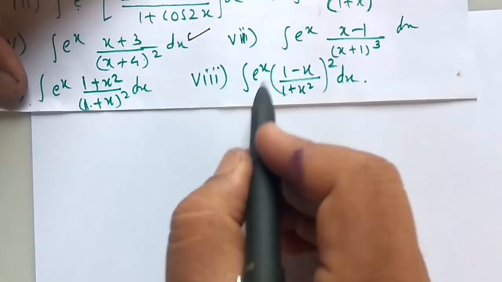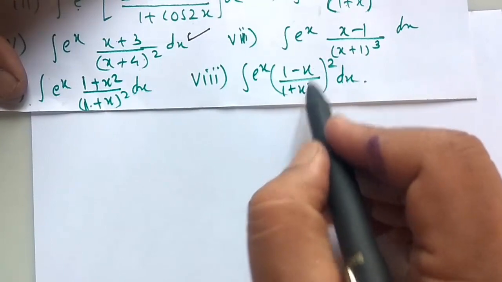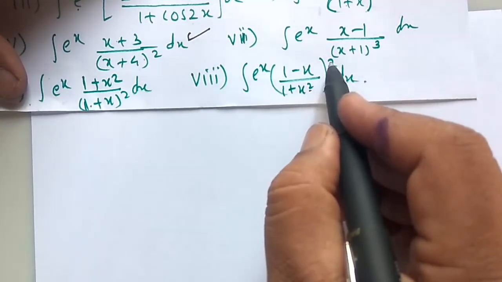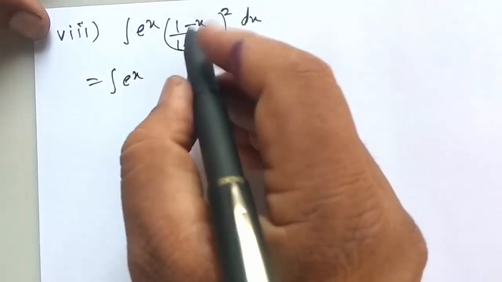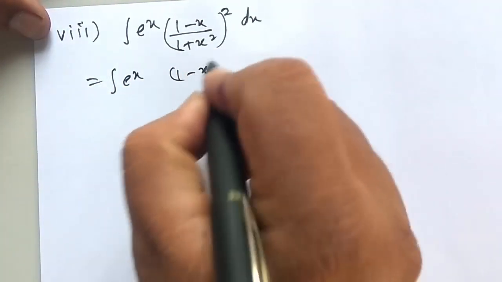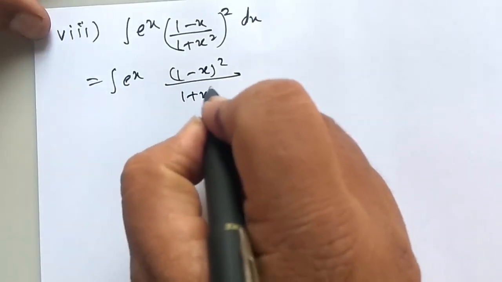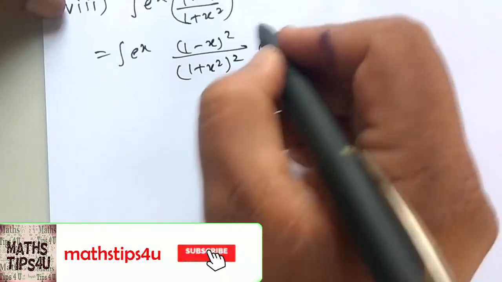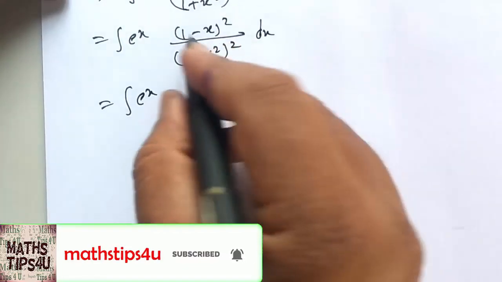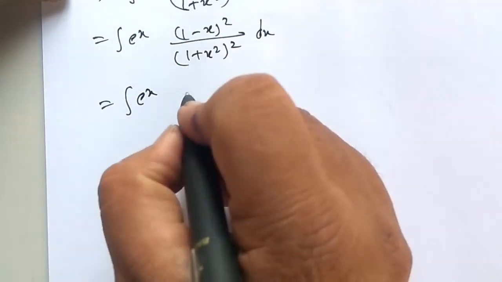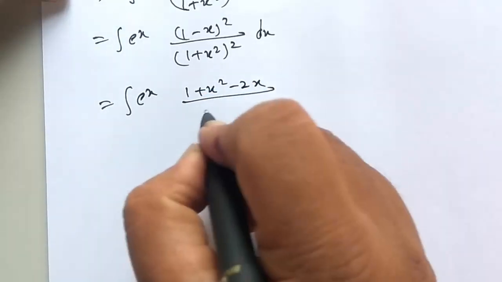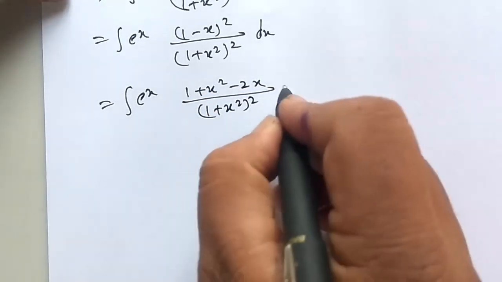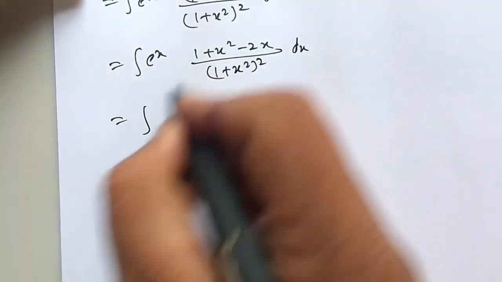Number 8, integration of e raised to x (1 minus x upon 1 plus x square)^2 dx is equal to e raised to x, here (1 minus x)^2 upon (1 plus x square)^2 dx is equal to e raised to x. Now expanding this bracket, (1 plus x square minus 2x) upon (1 plus x square)^2 dx is equal to, we divide to each term.